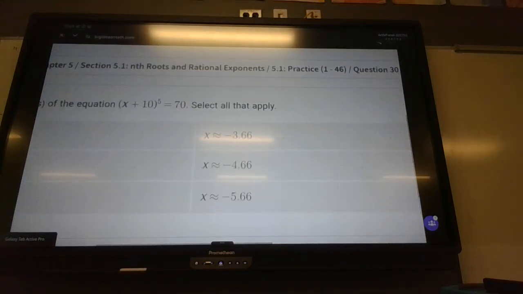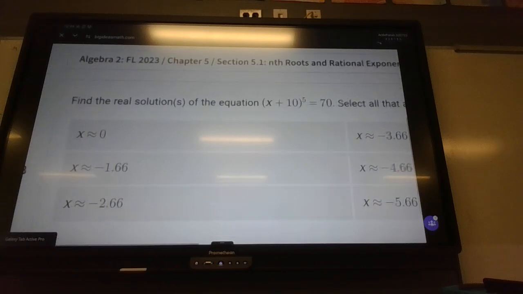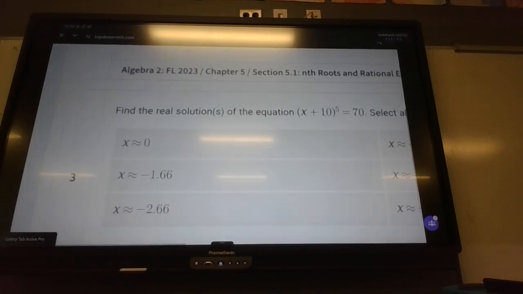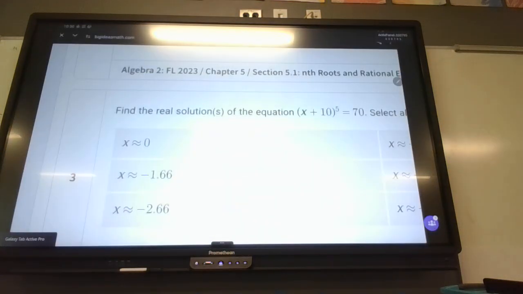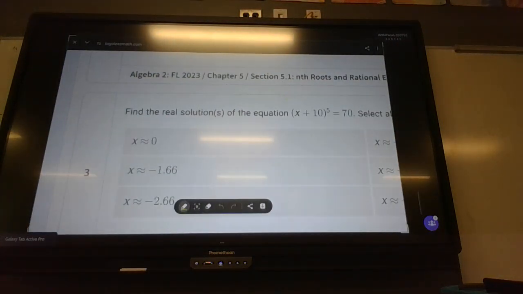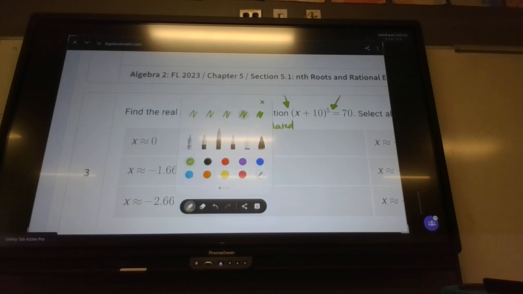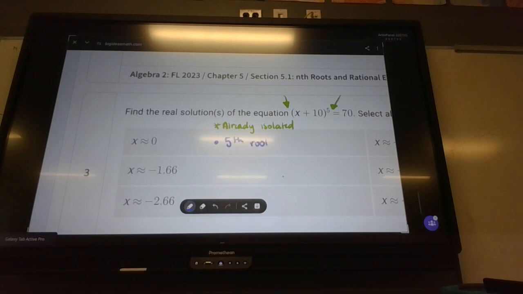Alright, number 3 already looks different because it has parentheses. When I look in front of the parentheses, there's no number, and when I look to the right of the parentheses, there's no number. So with these parentheses, the base of the exponent is already isolated. So we'll fifth root both sides. We want to cancel out the power of 5 and do a fifth root.